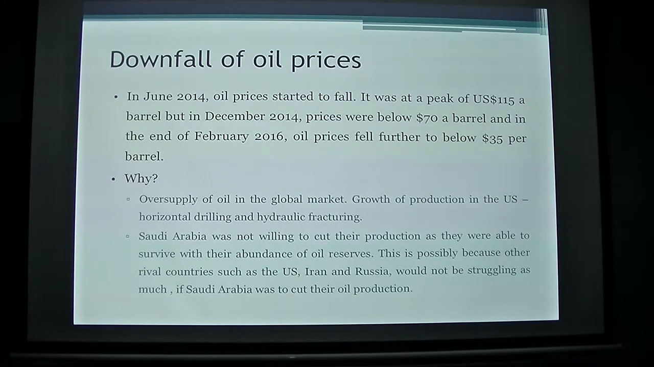So what are the possible reasons? There was an oversupply of oil in the global market. Growth of production in the US, as you can see earlier, clearly affected the price of oil, and then there were technological advances in horizontal drilling and hydraulic fracturing, which I'll be talking more about later. And also Saudi Arabia, who was at that time the main producer of oil, was not willing to cut production as they were able to survive with their abundance of oil reserves.